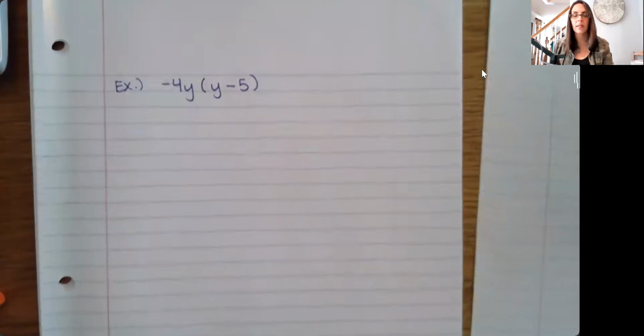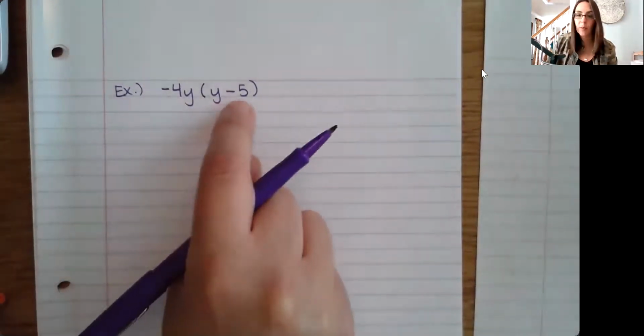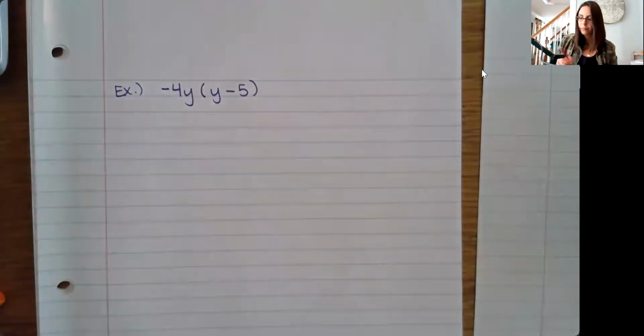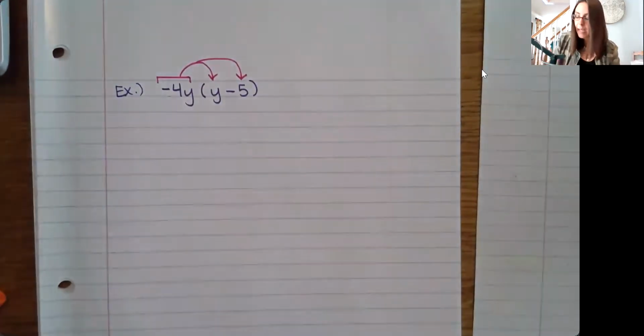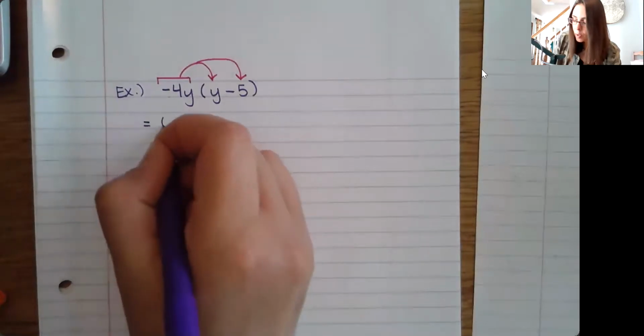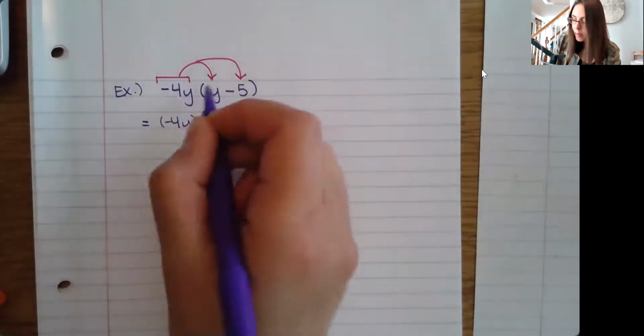So let's do another one. This time I have a monomial, so a single term, multiplied by a binomial, something with two terms. I'm going to take that negative 4y and distribute it into the parentheses here. And if you can do this in your head, that's totally fine. If you find you're making a lot of mistakes though, just write out that next step. So negative 4y times y.